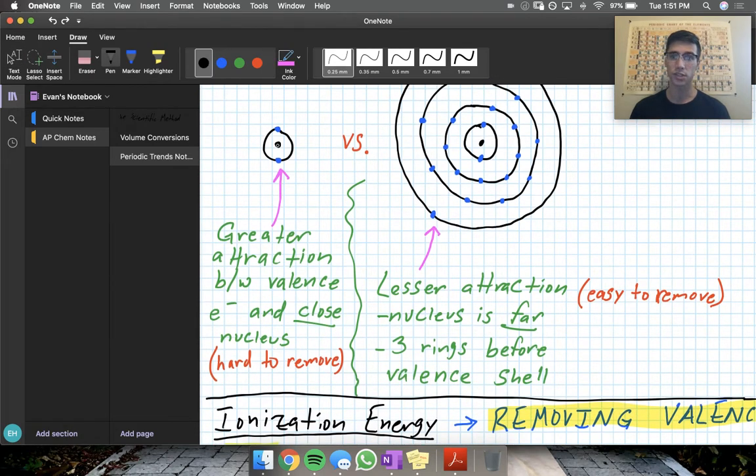You can see how close this nucleus is to these electrons. Think about how hard it would be to remove either of these electrons from that shell.